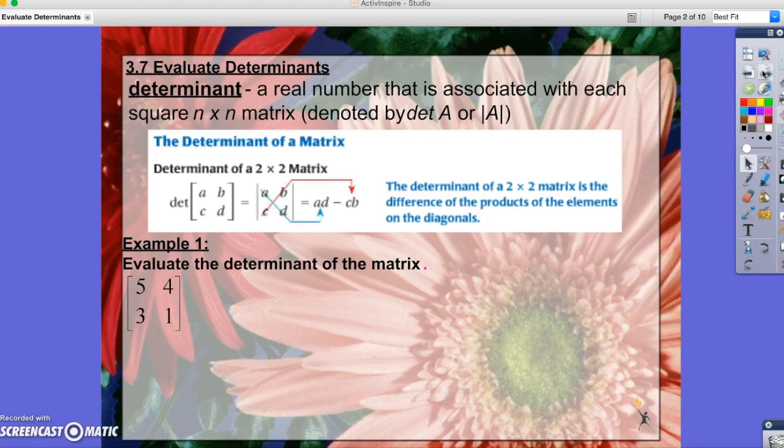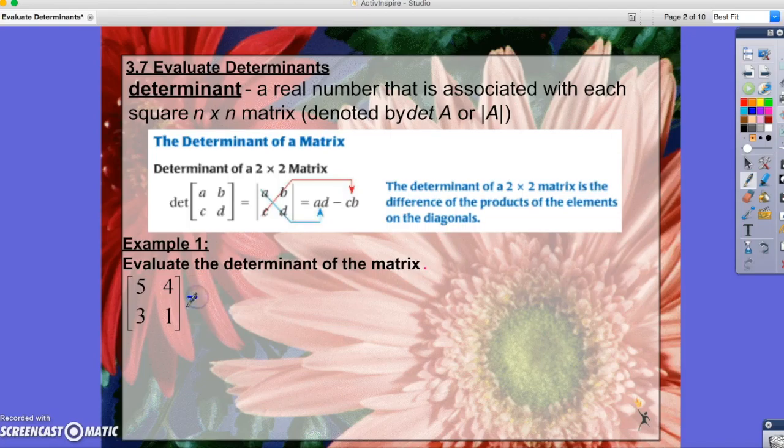So a determinant, let's talk about that first, is a real number that is associated with each square n by n matrix, denoted by either det A or the absolute value of A. How you evaluate a determinant here is you take the diagonal, so you do AD minus CB. It says the determinant of a 2 by 2 matrix is the difference of the products of the elements on the diagonals. All right, so let's use that to do an example.